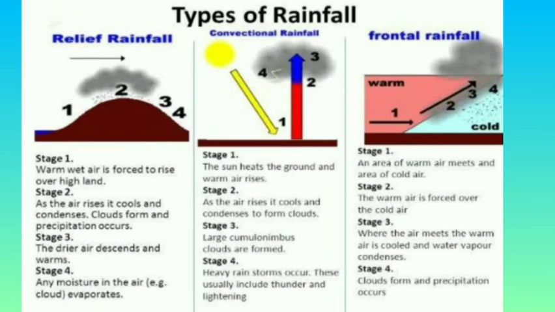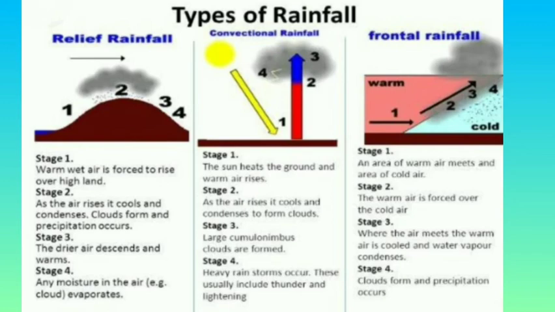Convectional rainfall is more common in the equatorial region, where it has a particular timing, and due to the excessive evaporation of the water bodies, the water gets condensed very quickly.